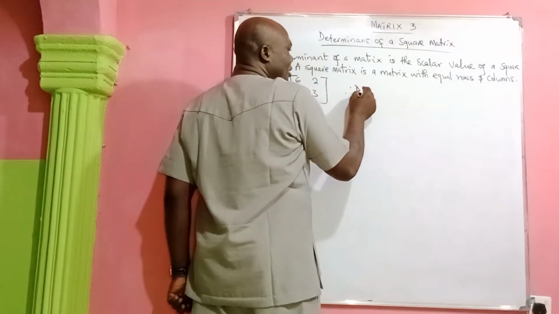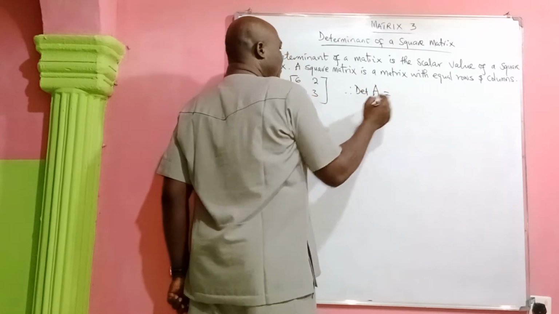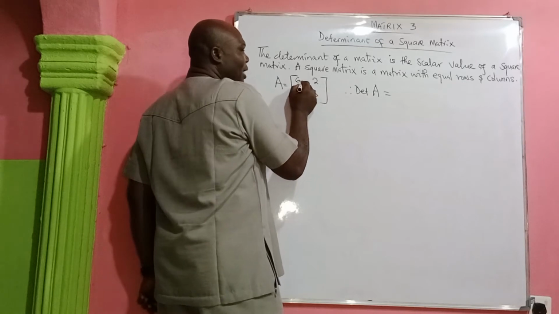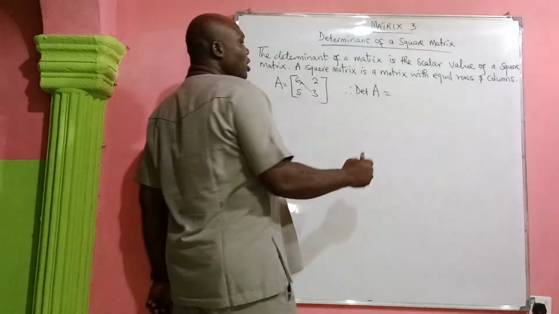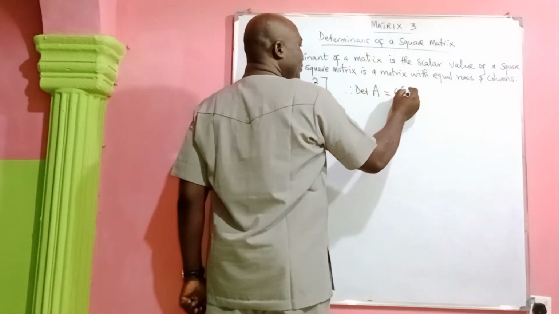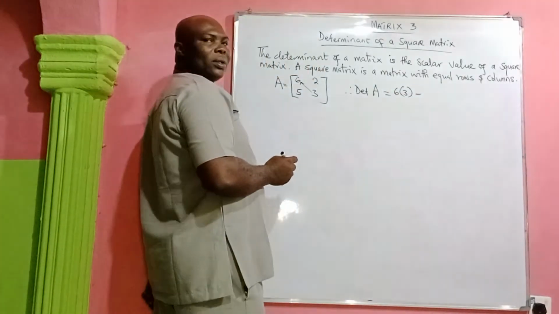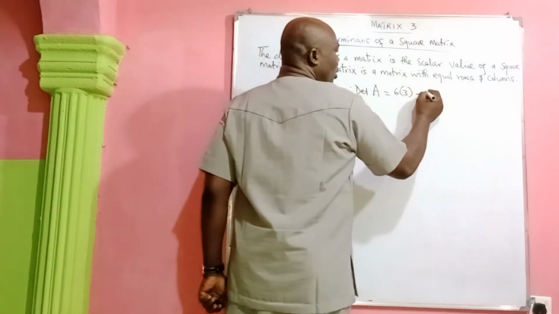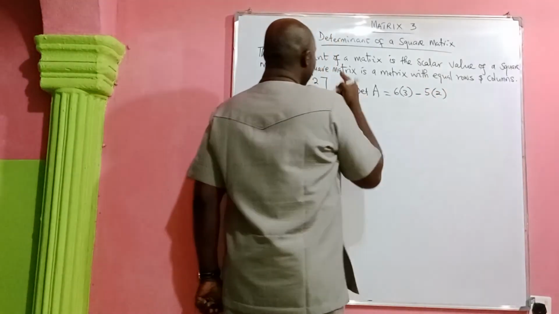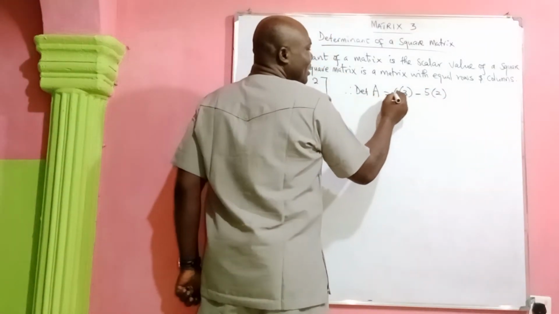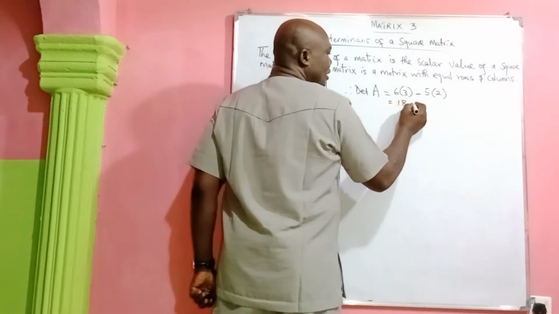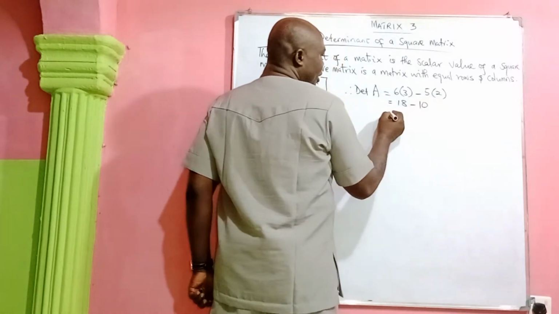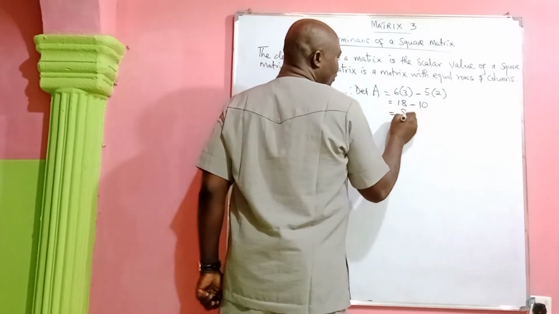Therefore, the determinant of A will be equal to, we'll multiply the elements in the principal diagonal. This is the principal diagonal. So we'll multiply 6 by 3. Then we introduce a minus sign. Then we'll multiply the elements of the other diagonal, which is 5 and 2. So 6 times 3 will give us 18, minus 5 times 2, that's 10. So 18 minus 10 will give us 8.